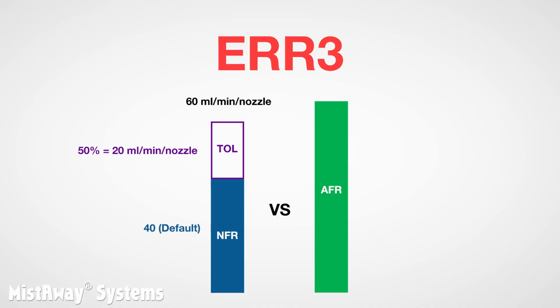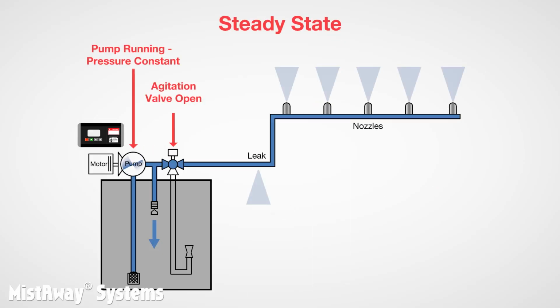So does this mean if you encounter a unit with an error 3 and check the AFR and you see 75 milliliters per minute that you've got a large, very obvious, easy to find leak? Not necessarily. Here's why. Let's visualize what's going on in a nozzle circuit with a leak during a mist cycle. During misting, the system is in steady state with the lines full and pressure constant.